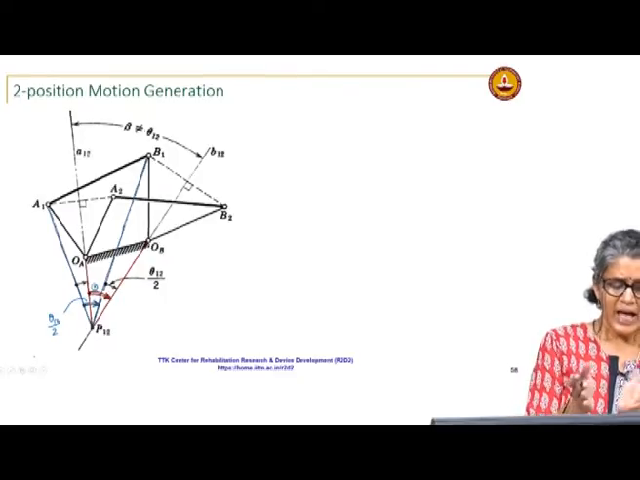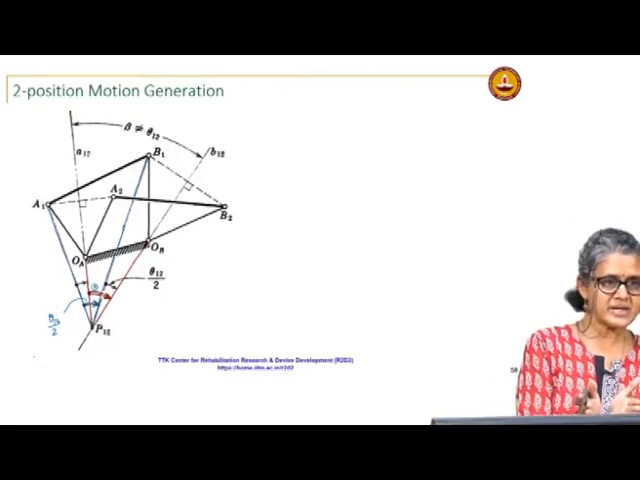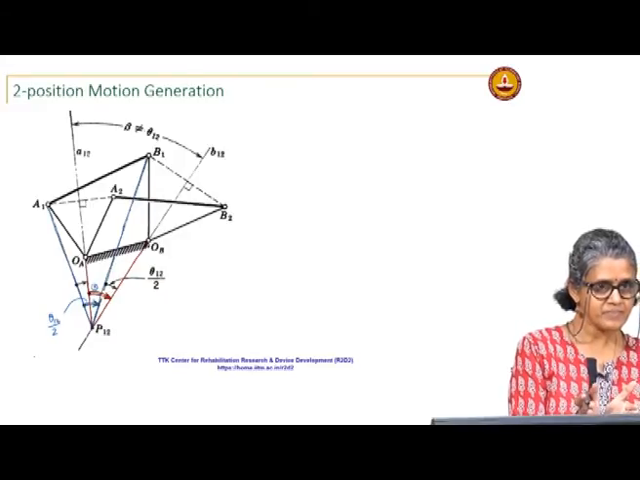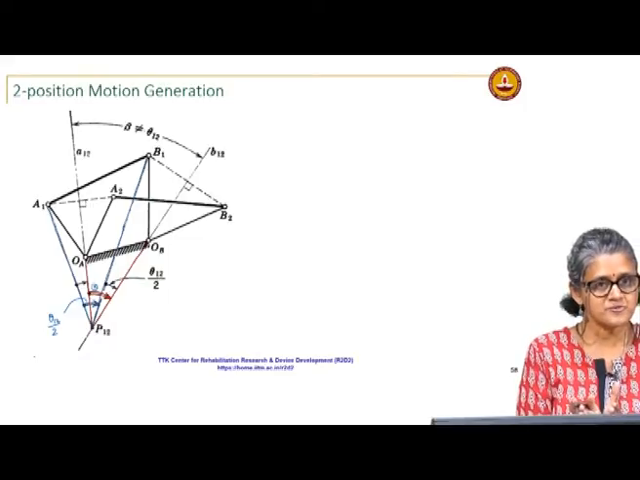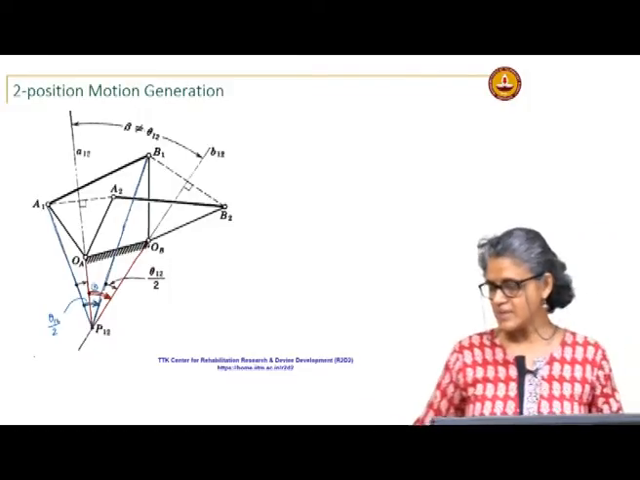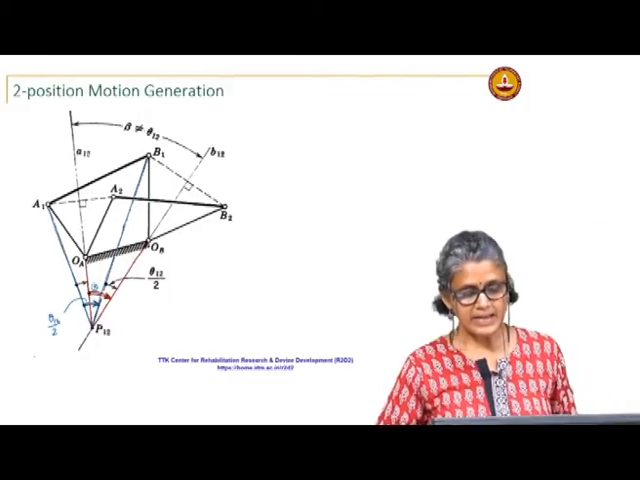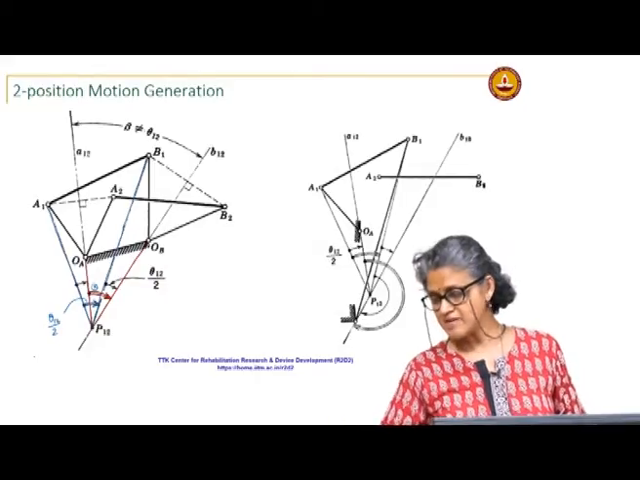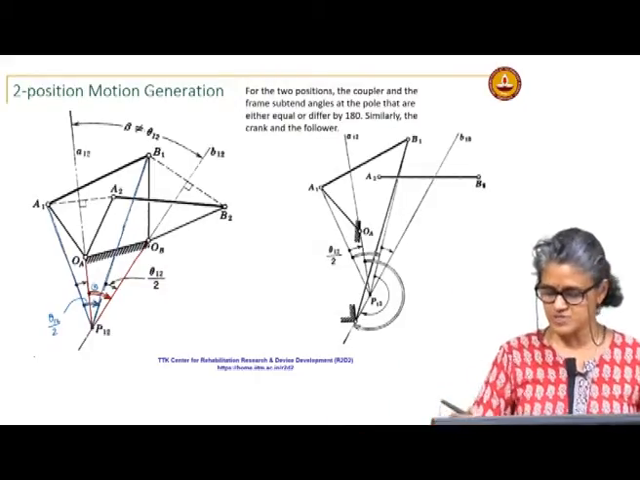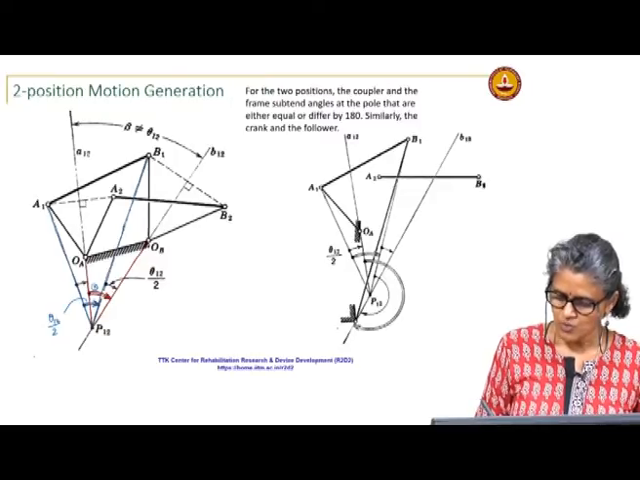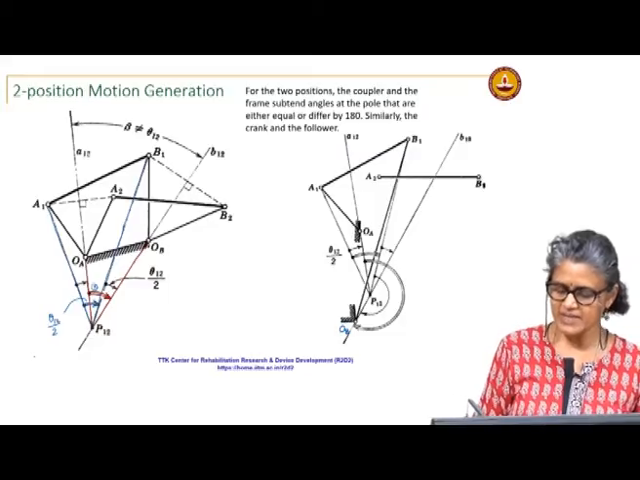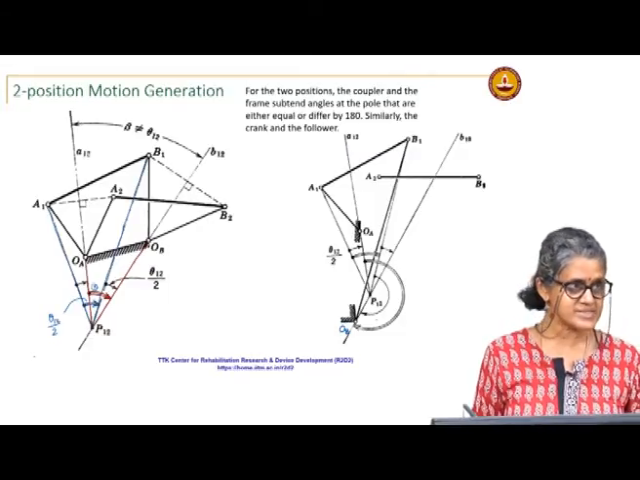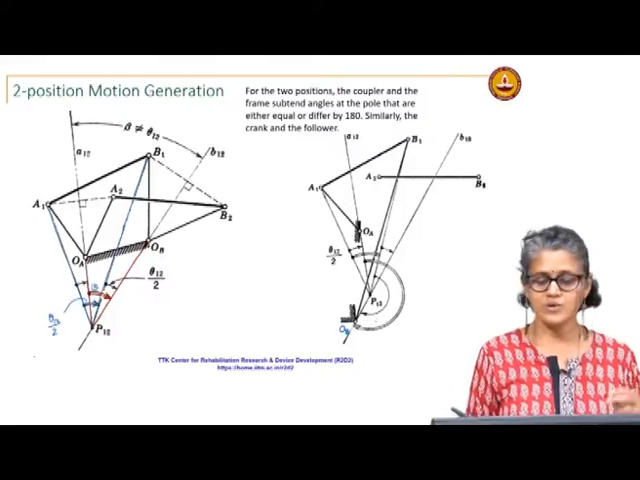That is, at the pole the angle subtended by the coupler is equal to the angle subtended by the frame. Okay. This is something that we will use later, or they will differ by 180 degrees. So, if you happen to choose OB on this side, then you will find that they differ by 180 degrees, the two angles. Okay.